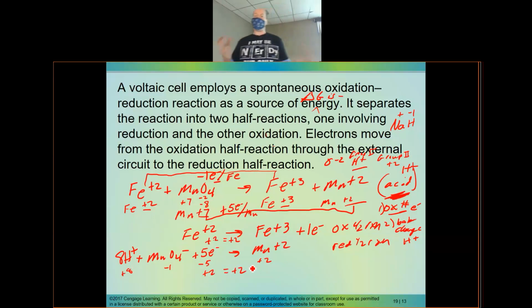The number doesn't make any difference. It just has to be the same number on both sides. This one happened to be both +2s for both the oxidation half reaction and the reduction half reaction. All right, so then the third thing we're going to balance is our hydrogens and oxygens, and we're going to use water.